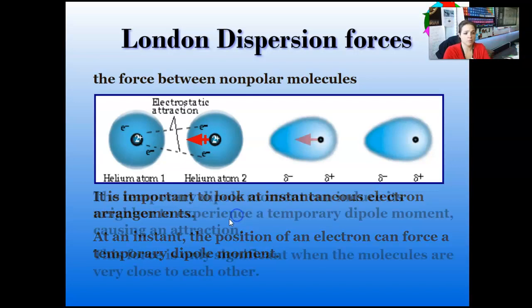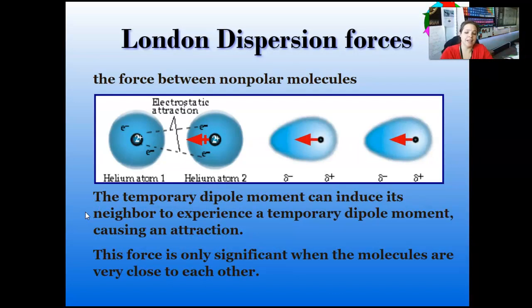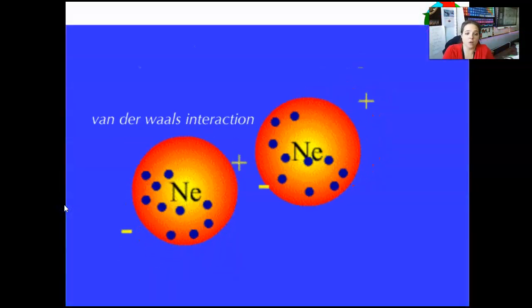That's all it's saying. So the temporary dipole moment can induce its neighbor to experience a dipole moment, causing an attraction. So it could momentarily be attracted to something else, but then be repulsed away and then attracted again. It just depends on where that electron is. This force is only significant when the molecules are very close to each other. It won't happen if they're far away. But if they're close like this, they could be attracted a little bit and then a little bit away. It's got to be kind of close.